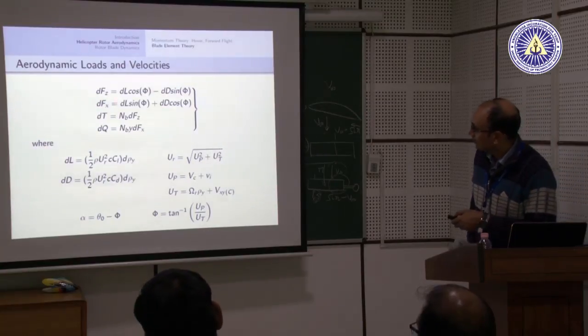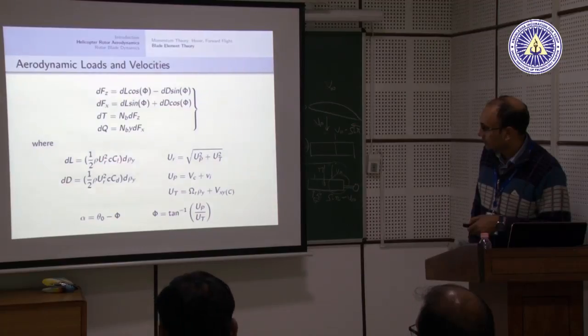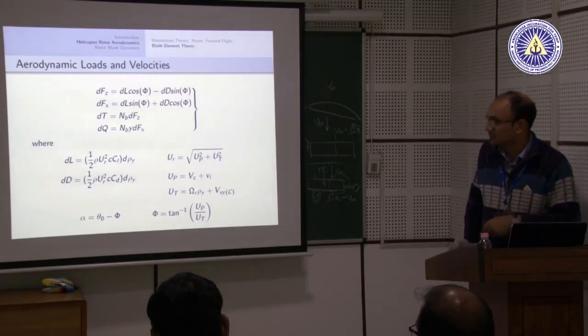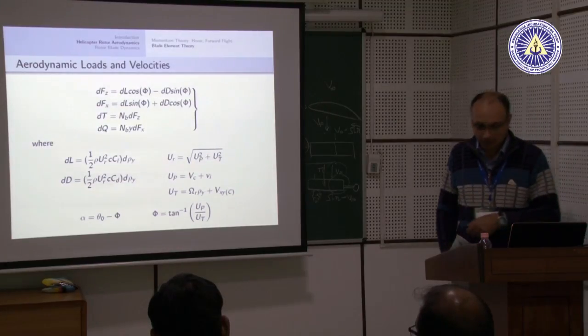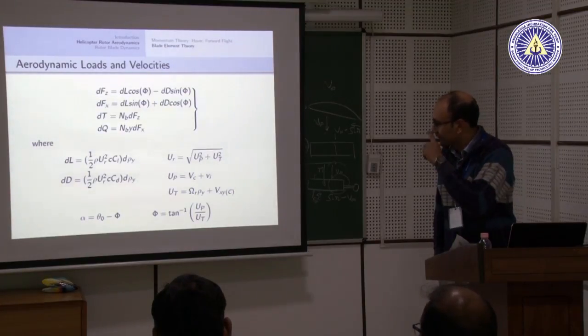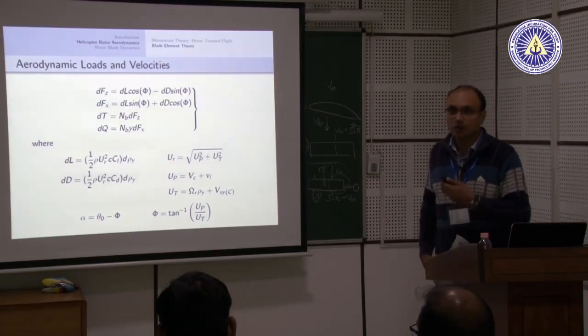So what is this dL now? The dL is given by half rho UR square, the resultant velocity squared, times c, the chord of the blade at that particular location, and Cl is the lift coefficient. The lift coefficient is normally given as Cl alpha into alpha, which we will see later.